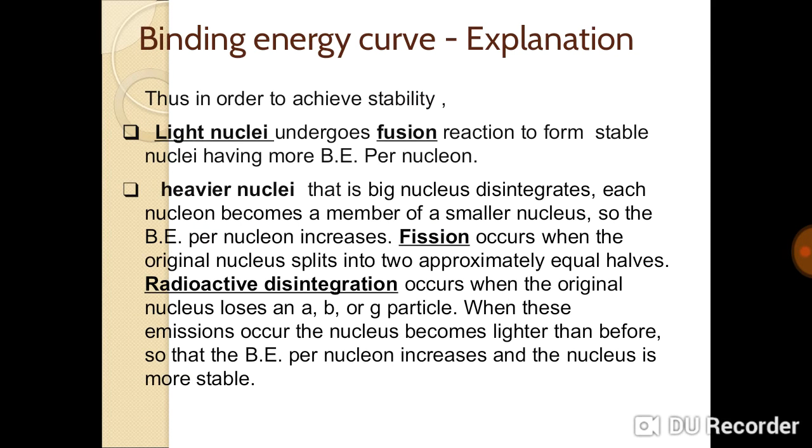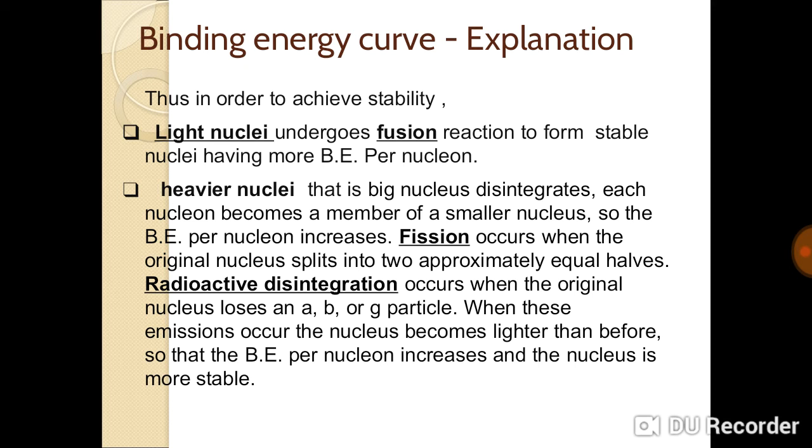Thus, in order to achieve stability, light nuclei undergo fusion reaction to form a stable nucleus having more binding energy per nucleon, while the heavier nuclei, that is the big nucleus, disintegrate. Each nucleon becomes a member of a small nucleus, so that binding energy per nucleon increases. Fission occurs when the original nucleus splits into two approximately equal halves.